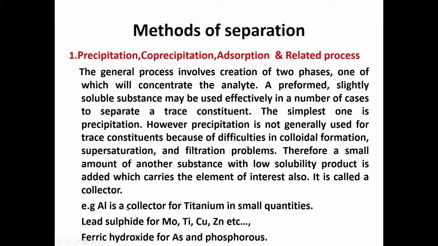So, aluminum is a collector and titanium remains as the analyte. Similarly, people have used lead sulphide for molybdenum, titanium, copper, zinc, etc. This kind of collector analysis is a very common technique in most spectrophotometry, especially useful in geological samples. Another well known example is ferric hydroxide, which is used as a collector for arsenic and phosphorus.